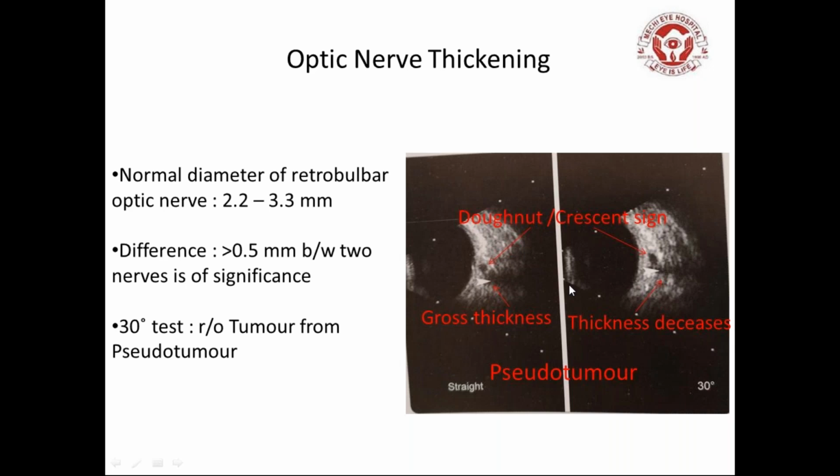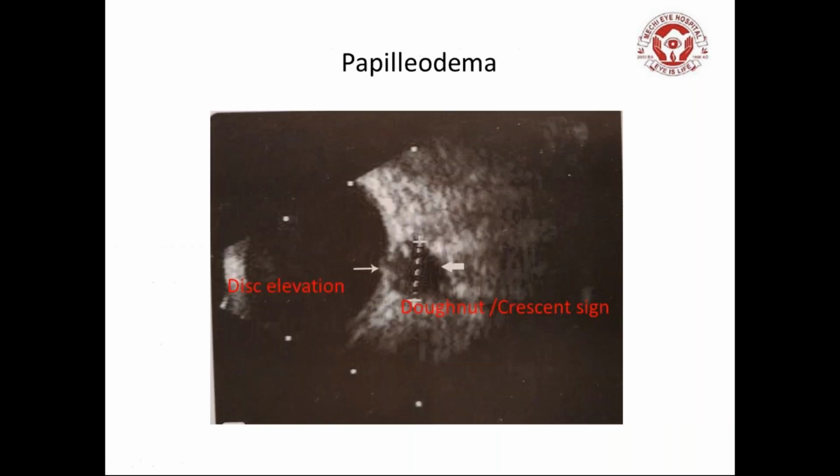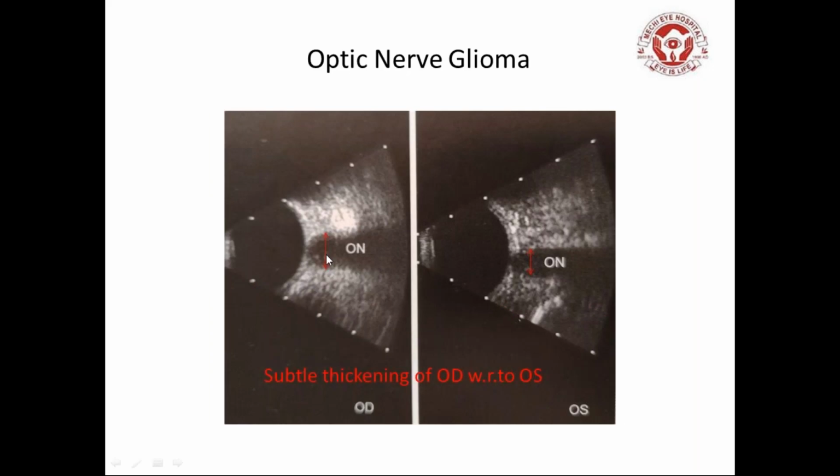In case of papilledema, we can find a high elevation at the optic nerve head with a typical sign, the crescent sign, which we can find in papilledema. You can see here there is a marked difference between the optic nerves of both eyes. If there is a marked difference, then there will be some pathology or some tumors like that.